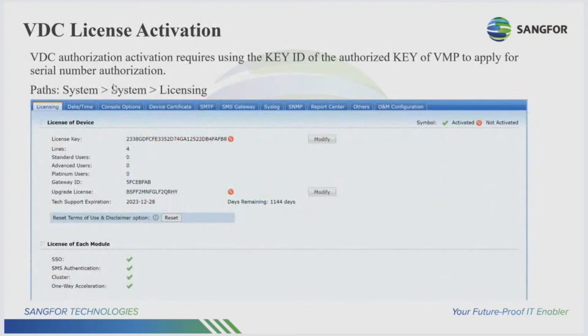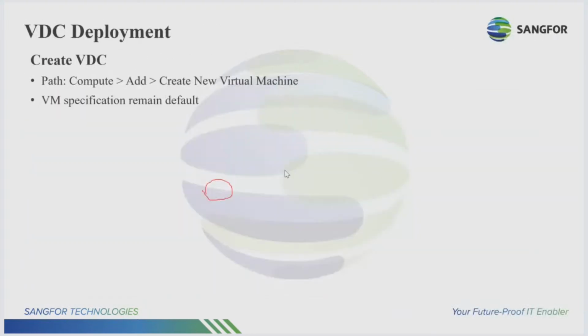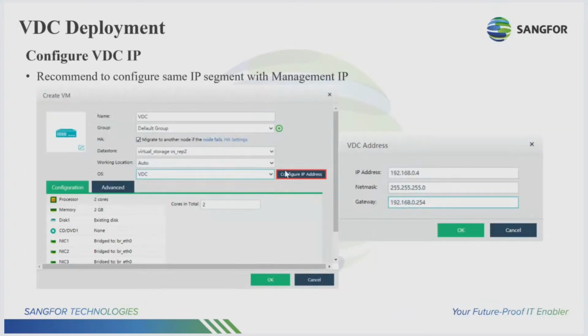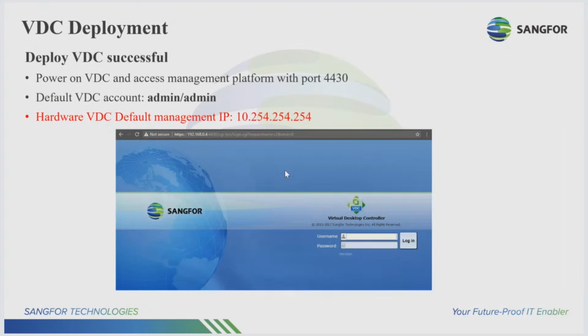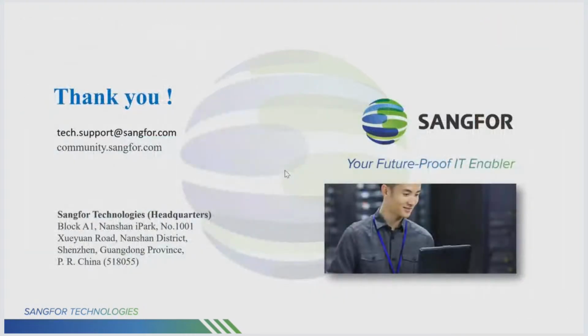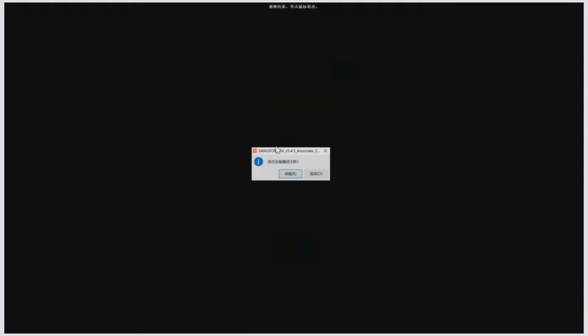After logging into the VDC, we also need to activate the license. The license is bound to the key ID. We need to activate the license. Okay, this is the deployment of VMP and VDC. Next part, I will introduce the details about creating virtual machines and setting policies. Let's continue.